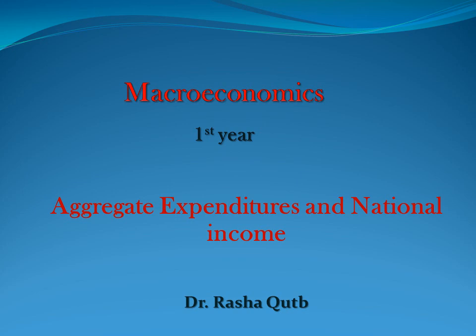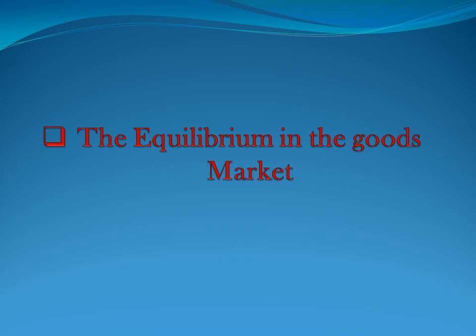Let's continue chapter 2, aggregate expenditures and national income. The main goals of these chapters: first, how the equilibrium in the goods markets is determined inside a certain economy. Second, what's meant by multiplier and how the value of multiplier is determined or measured in a certain economy.